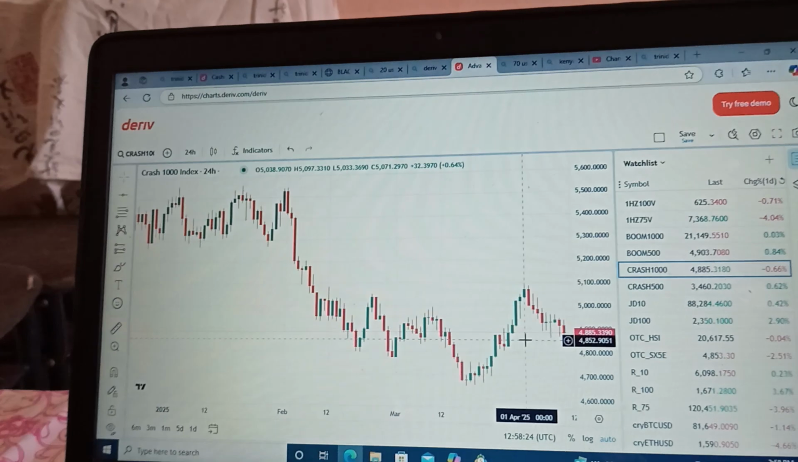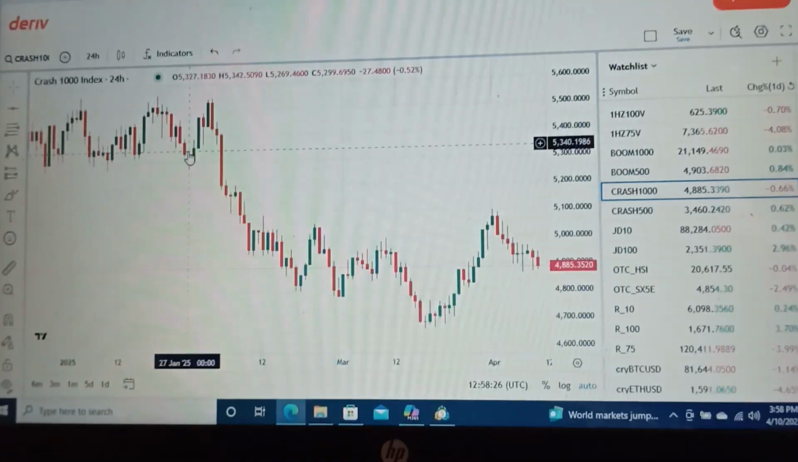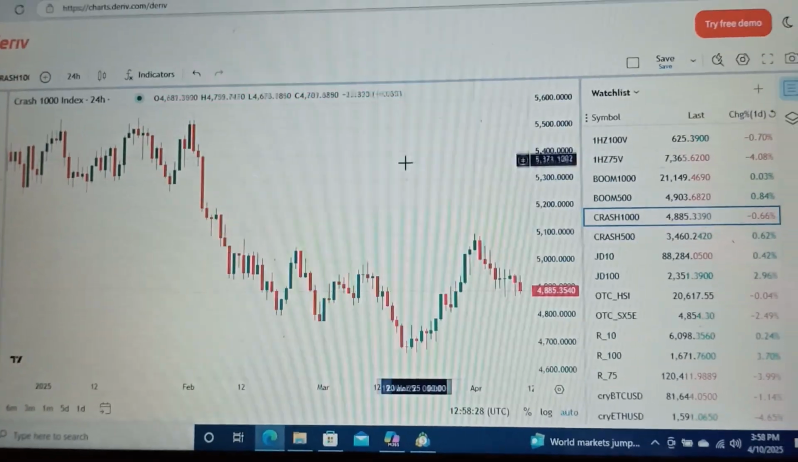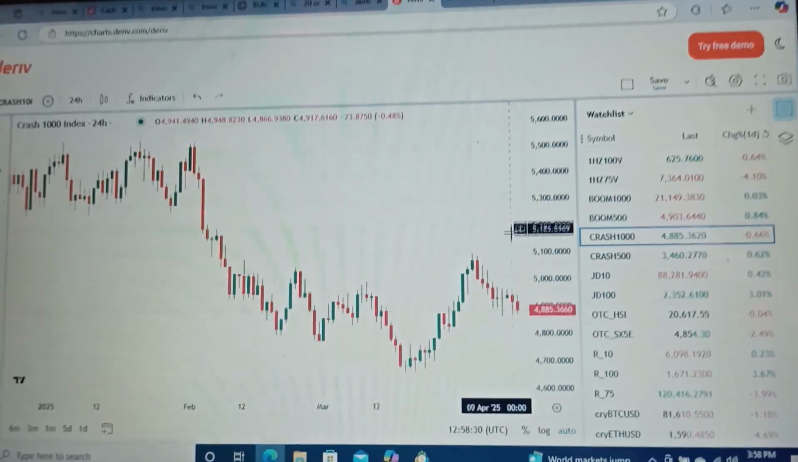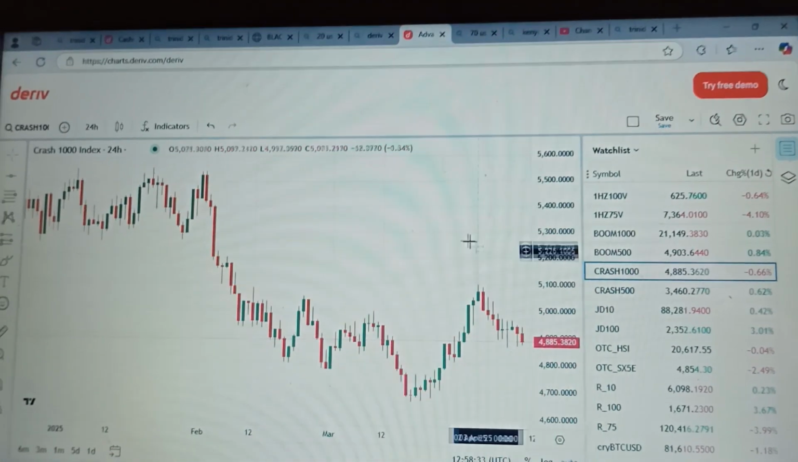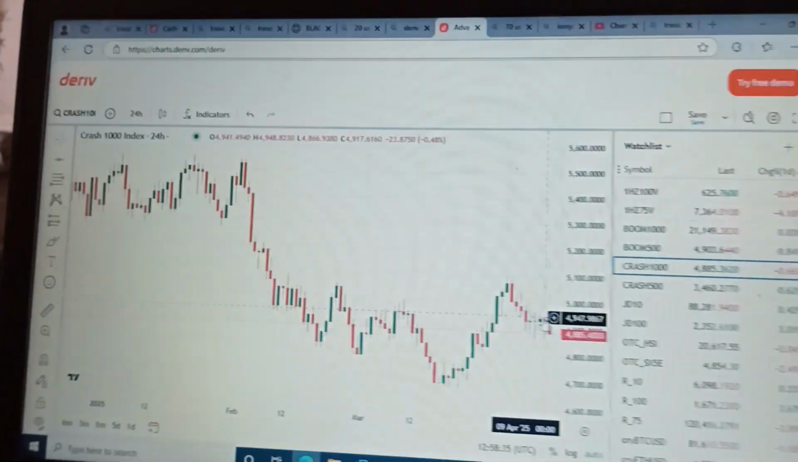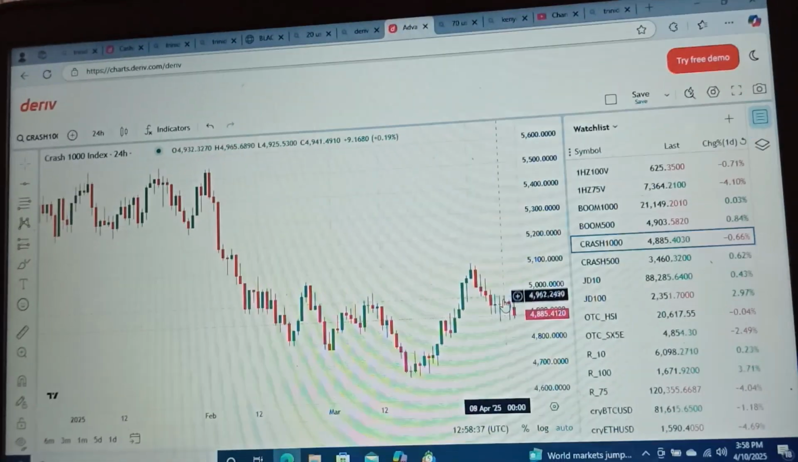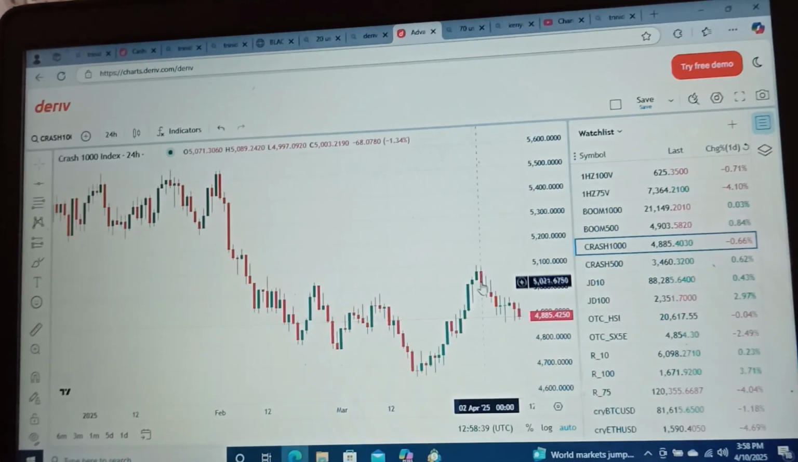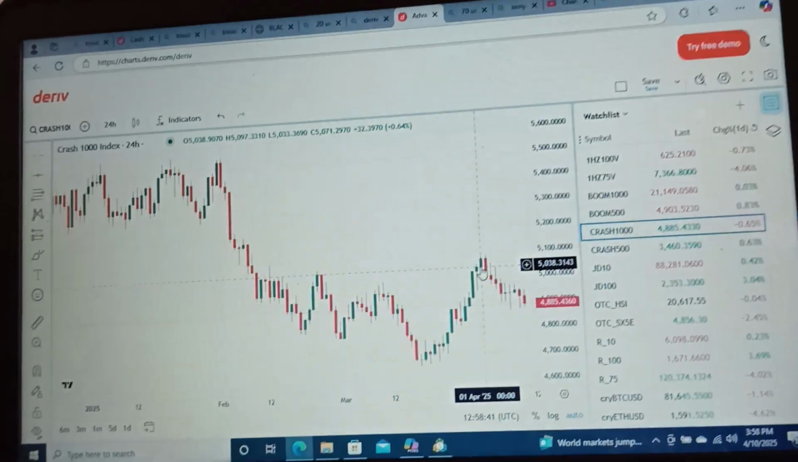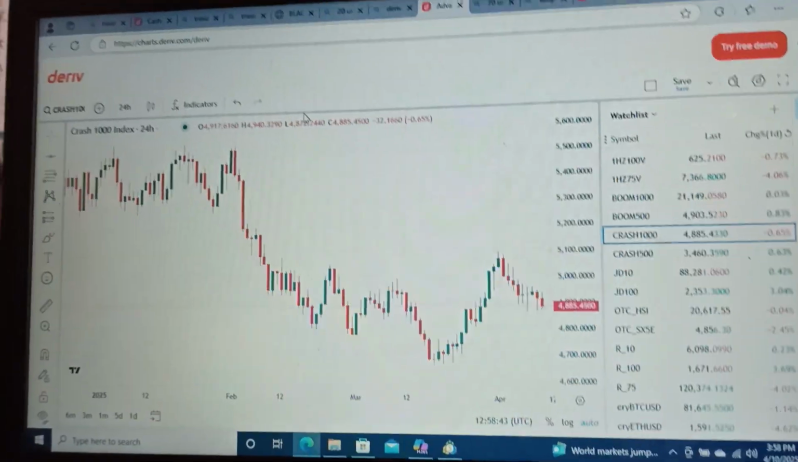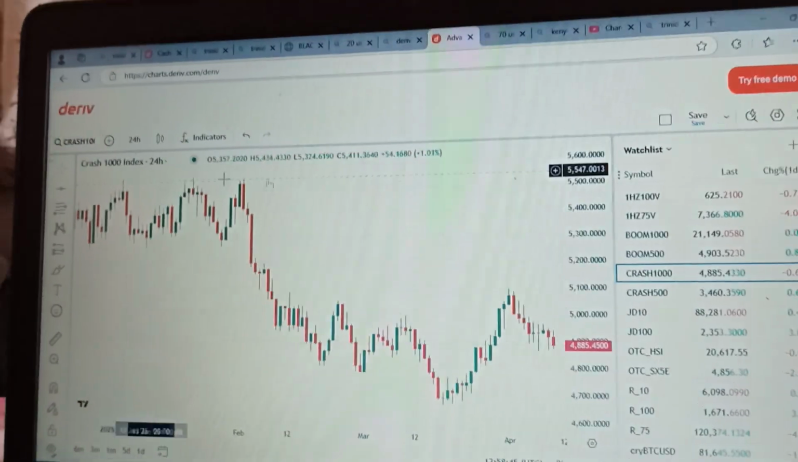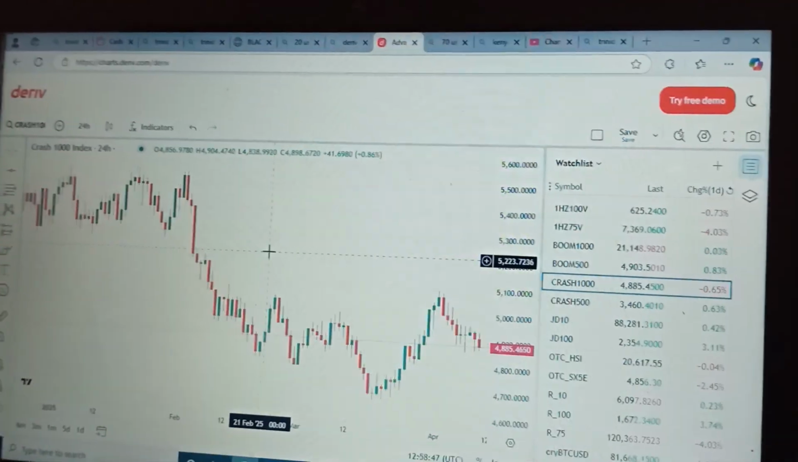On the 1 day time frame, you can see we are having bearish candles. For the last how many days? 1, 2, 3, 4, 5, 6, 7, 8, 9. For the last 9 days, we've been having bears taking control of this market. That is on the 1 day time frame.